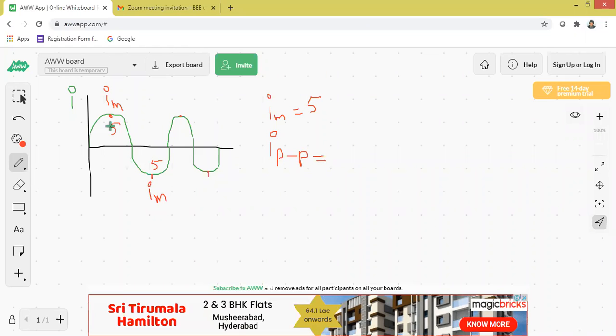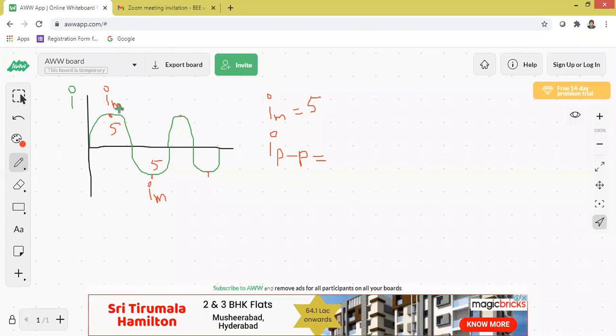Peak to peak current means what? The current flowing from positive peak to negative peak. Negative peak does not mean minus 5; it is flowing in the opposite direction. I will not dictate this definition, you remember it. What is peak to peak current? The value of the current from positive peak to negative peak.